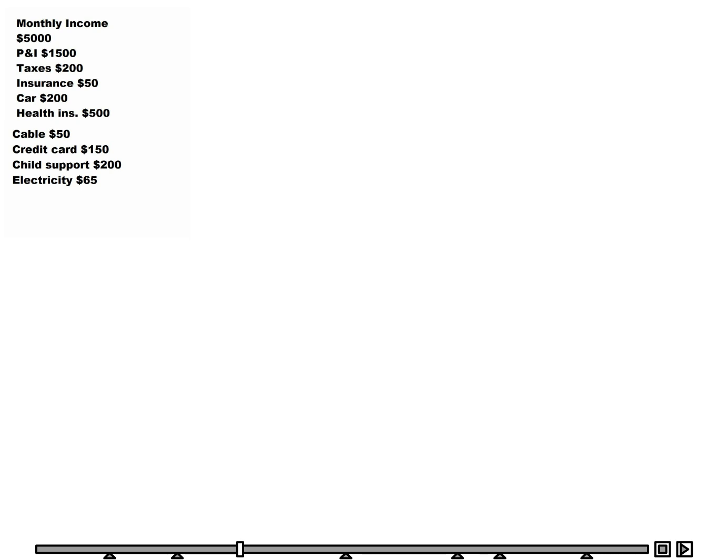Those are referring to the property taxes, and so those will also need to be included. Insurance, we're referring to the homeowner's insurance, so that needs to be included. Car payment, $200, that's going to be on the credit report, so that needs to be included. Health insurance for $500, that's not going to be on the credit report.